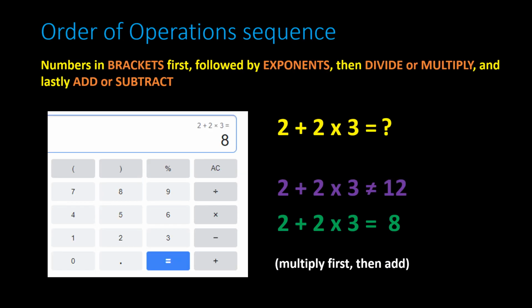Here's the sequence for order of operations. You do the numbers in brackets first, followed by exponents, then divide or multiply, and finally add or subtract. So for the equation 2 plus 2 times 3, the answer is 8. And why? Because multiply comes first, then you add. You can check on your calculator and you will get the same answer.